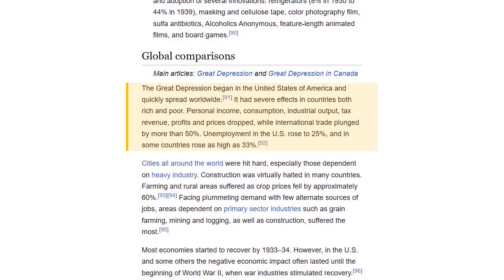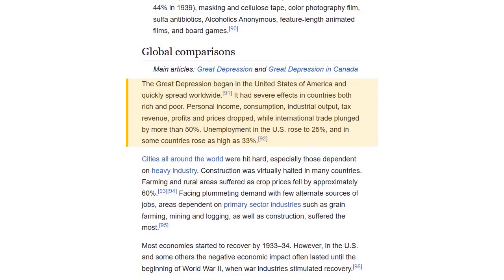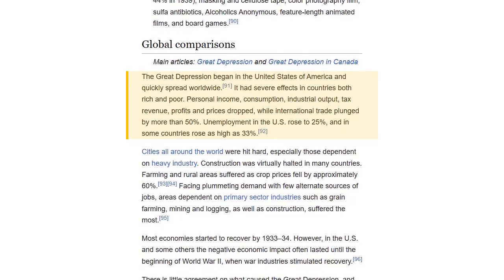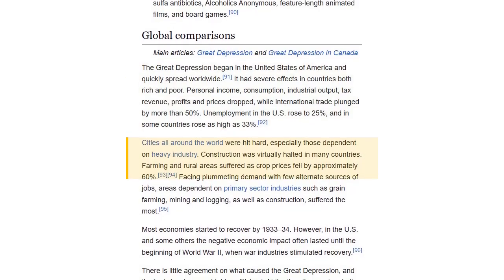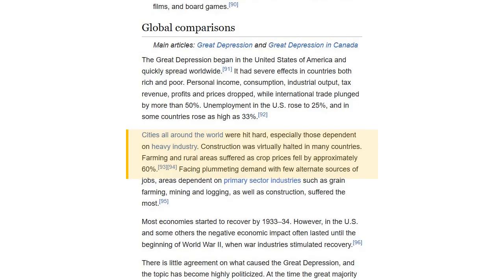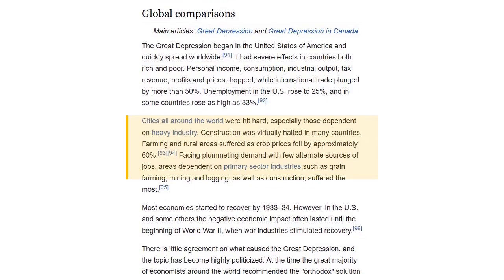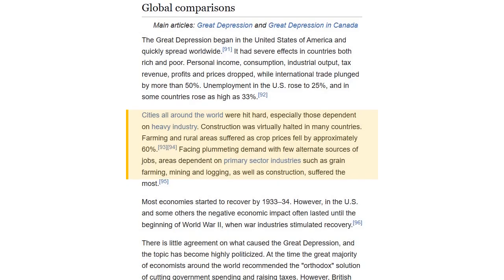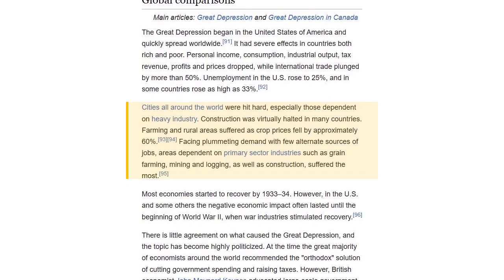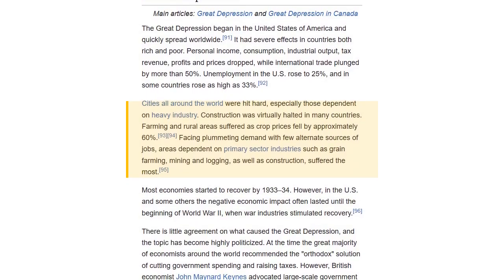Unemployment in the US rose to 25%, and in some countries rose as high as 33%. Cities all around the world were hit hard, especially those dependent on heavy industry. Construction was virtually halted in many countries. Farming and rural areas suffered as crop prices fell by approximately 60%.